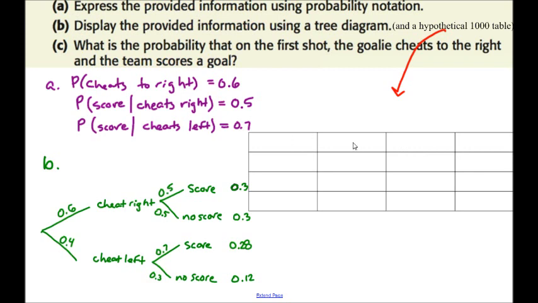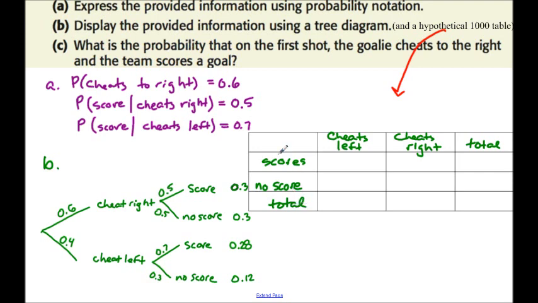Okay, and so we'll put in our categorical variables here. So I'm going to put in something like cheats left, cheats right, and then total. And then here, scores or not scores. I'll say it differently. Doesn't score, I guess I'll say. I guess I said no score before. I'll just say no score. It's easy. And then total.